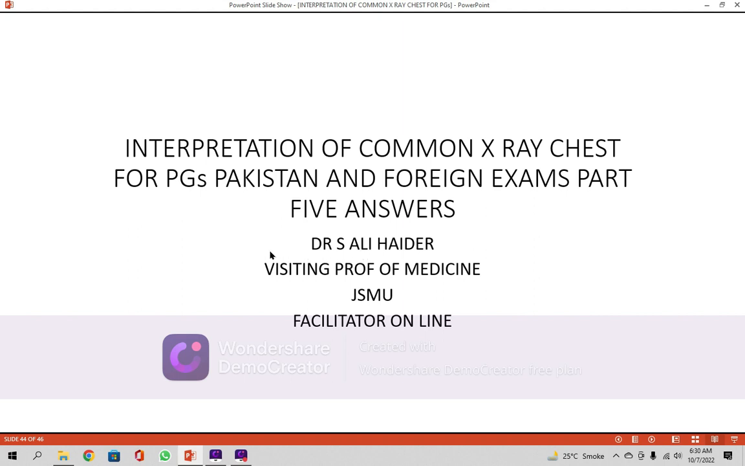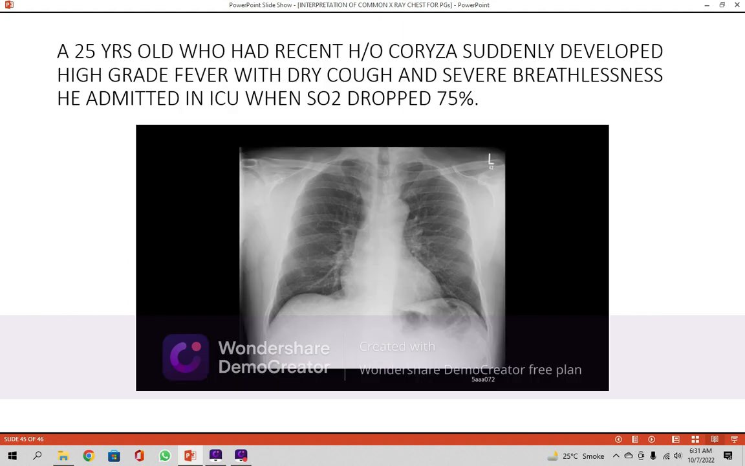I have given you part 5 questions. A few X-rays have been shown to you, and now here are the answers. This is the first X-ray which is shown.